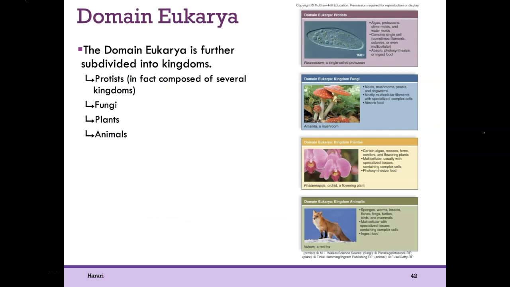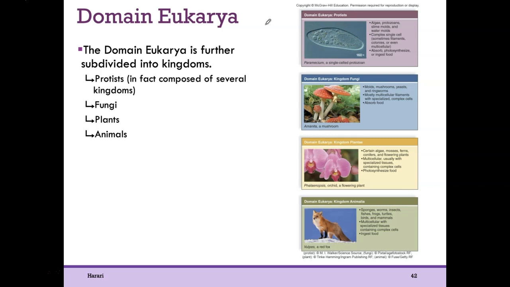So within domain Eukarya, we can divide that domain into kingdoms. In fact, protists is composed of many kingdoms, which include algae, slime molds, protozoans. This includes a paramecium shown here, which is a single-celled protozoan. These do contain a nucleus, so we call them eukaryotes, but these are single-celled.